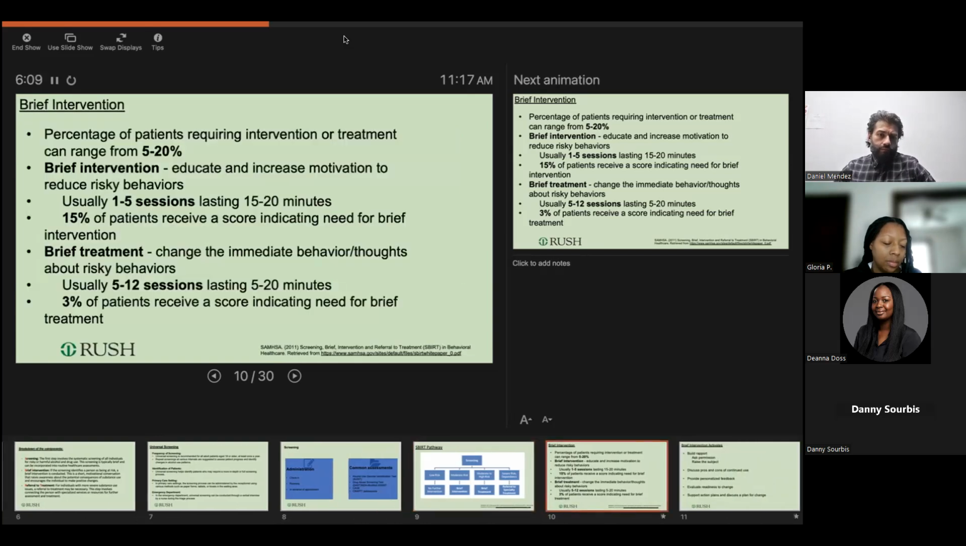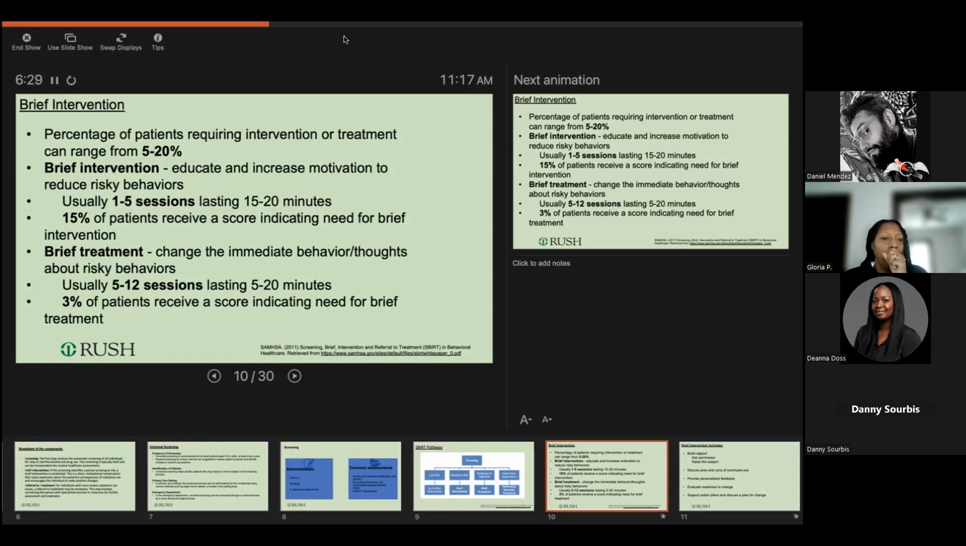So for the brief intervention, the percentage of patients requiring intervention or treatment can range from 5 to 20%. Brief intervention educates and increases motivation to reduce risky behaviors. It's usually 1 to 5 sessions lasting 15 to 20 minutes, and 15% of patients receive a score indicating need for brief intervention. For brief treatment, you change the immediate behaviors and thoughts about risky behaviors. That's usually 5 to 12 sessions, lasting 5 to 20 minutes, and 3% of patients receive a score indicating need for brief treatment.